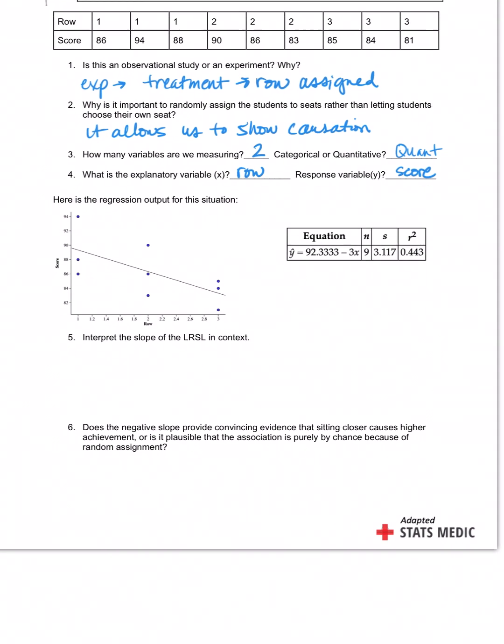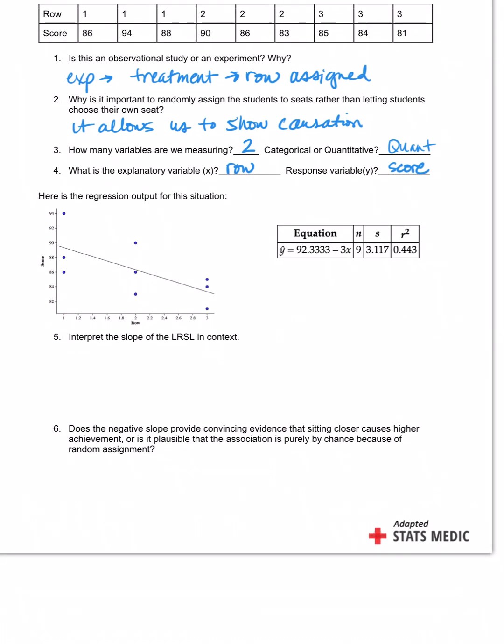So here's the dot plot. Here's the equation. It's provided for us. Interpret the slope of the LSRL, the regression line, in context. So what is the slope of this line? Look at the equation right there, guys. It's a slope of -3, right? Y'all see it? You didn't have to calculate it. It's just right there.